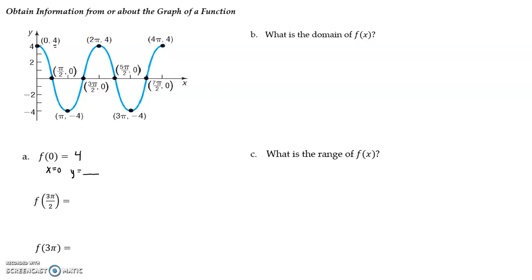On this next one, we have f of 3 pi over 2. So they're giving us an x value of 3 pi over 2, and they're asking us to find the y value that goes with it. So we take a look at our graph. This is the point where x is equal to 3 pi over 2, and the y value that goes with it is a 0. And on our last one here for part A, we want f of 3 pi. So here's 3 pi on our graph. The y value that goes with this one is a negative 4.